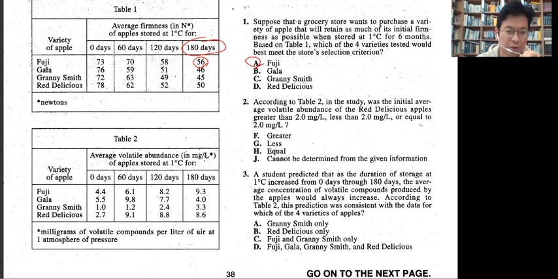According to table 2, the study was initially average volatile abundance. Volatile abundance right here. 2 mg per liter, less than or greater than this. Okay, Red Delicious, and equal to this one. Initially it says 2.7, so greater than.